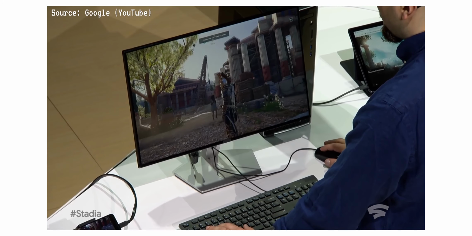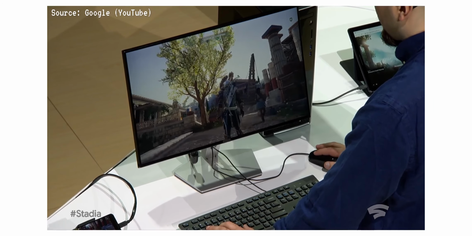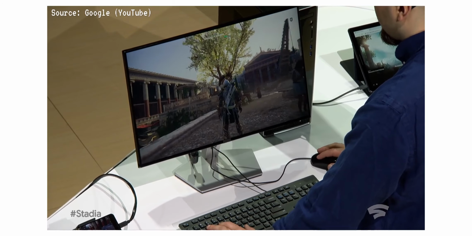Remember how I said in the beginning that once you paid the annual or monthly fee to Google, you could access all the games in Stadia's library? Yeah, that is technically not true. The pricing strategy of Stadia was a bit strange.